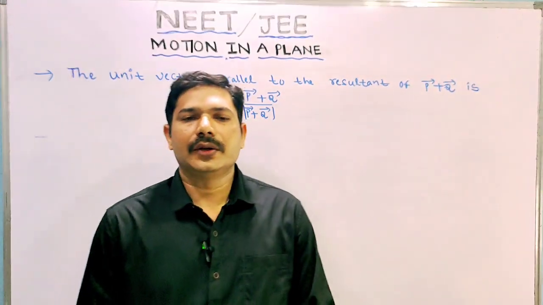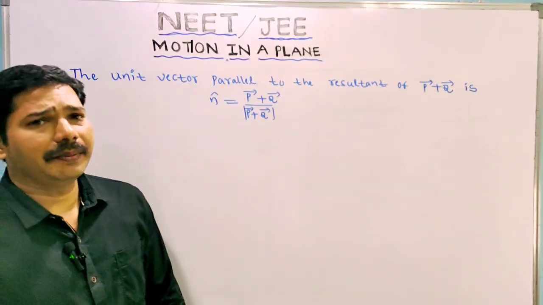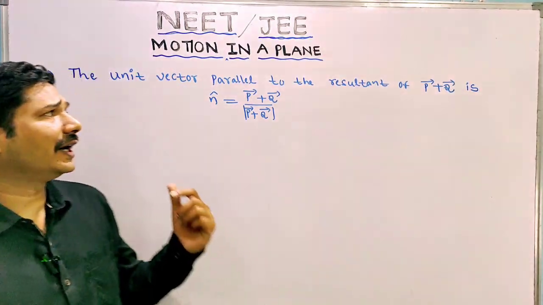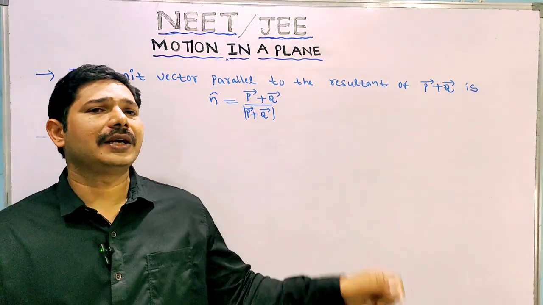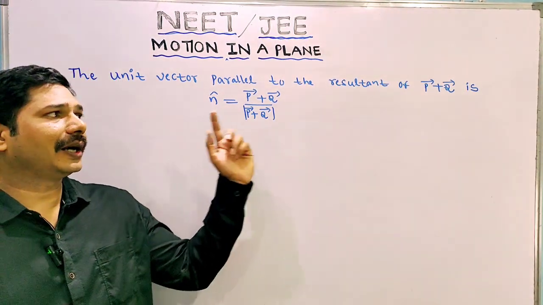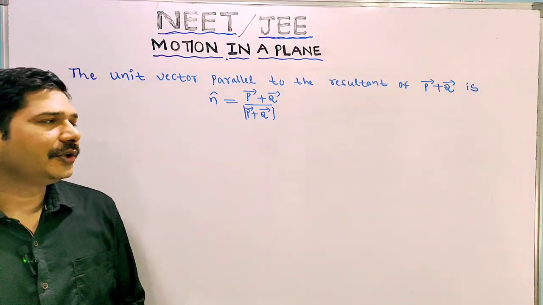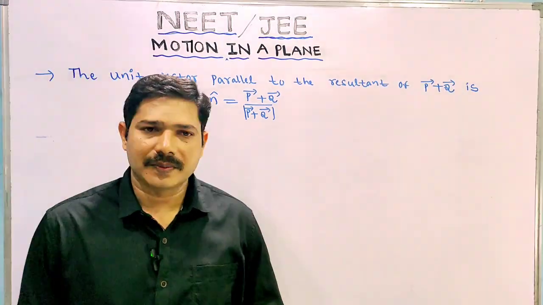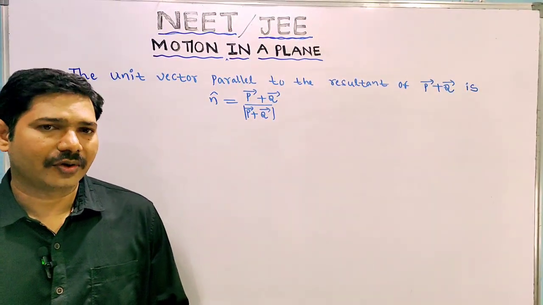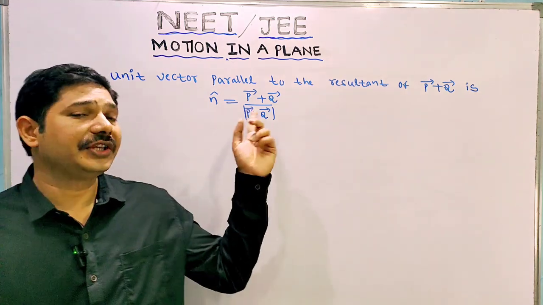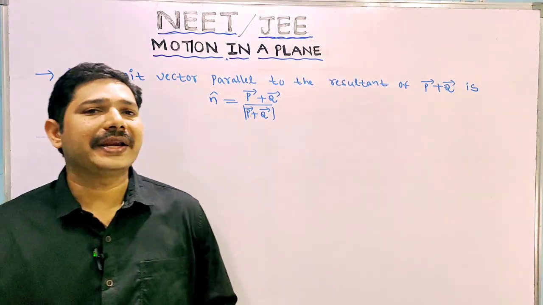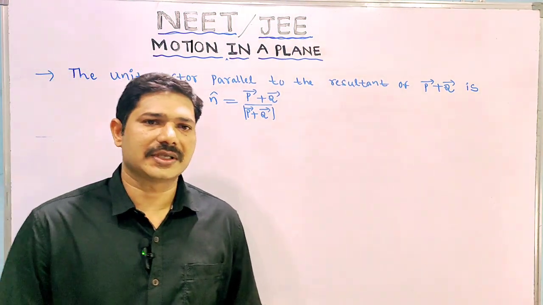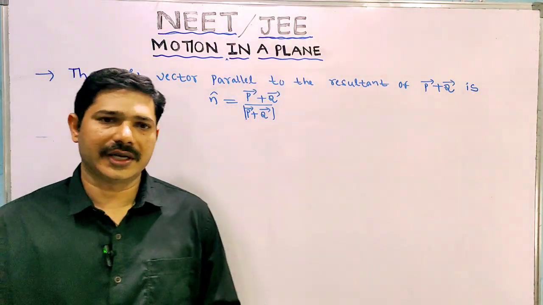Here the two vectors, A bar and B bar, or P bar and Q bar, are given. If they ask a question like this, the unit vector parallel to the resultant of P bar plus Q bar, how do we find it? Find P bar plus Q bar, the addition of the two vectors, and then its magnitude. It is the ratio of the addition of the two vectors to the magnitude of that addition. Questions like that have been asked in previous years in NEET, JEE and EAMCET also.